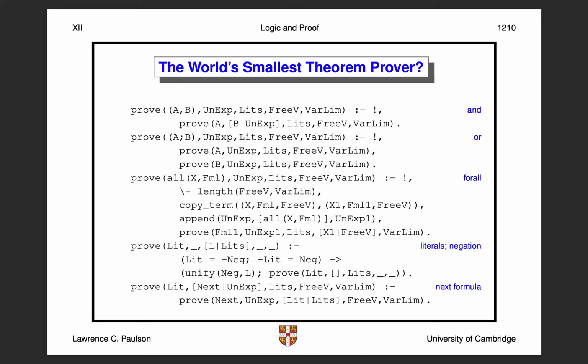If you set varlim to 1, for example, then you're only allowed to have one free variable in the proof, and that of course makes it incomplete. But you can, by increasing the counter, keep trying again with bigger and bigger variable limits.